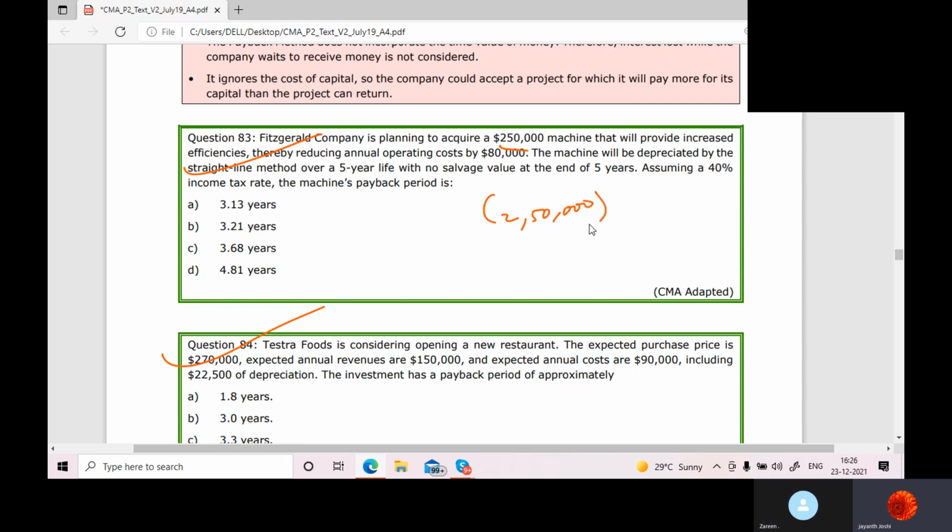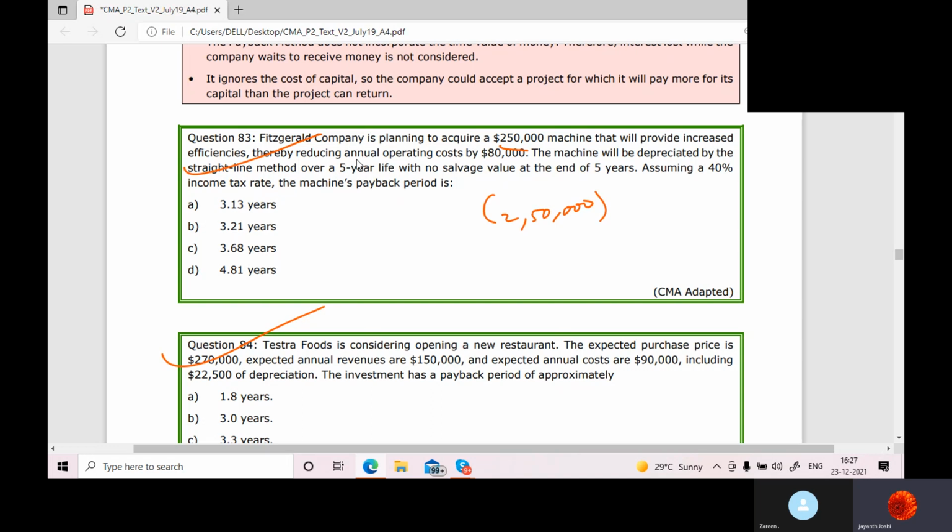That will provide increased efficiencies, thereby reducing annual operating cost by 80,000. The machine will be depreciated by the straight line method over 5 years life. Straight line method means it is on the original cost value, and it will not change like WDV. That is simple. Depreciated over 5 years, no salvage value.